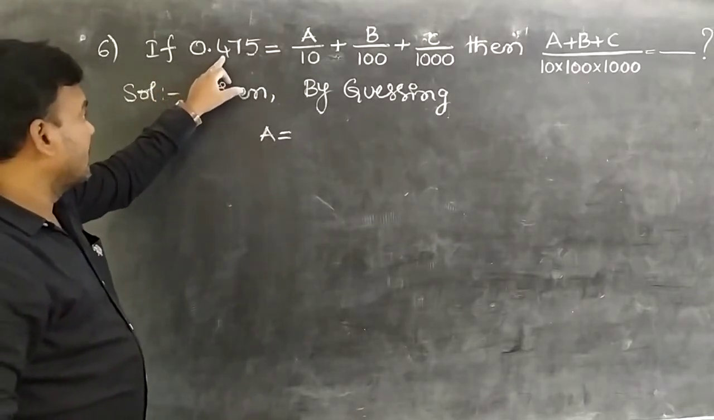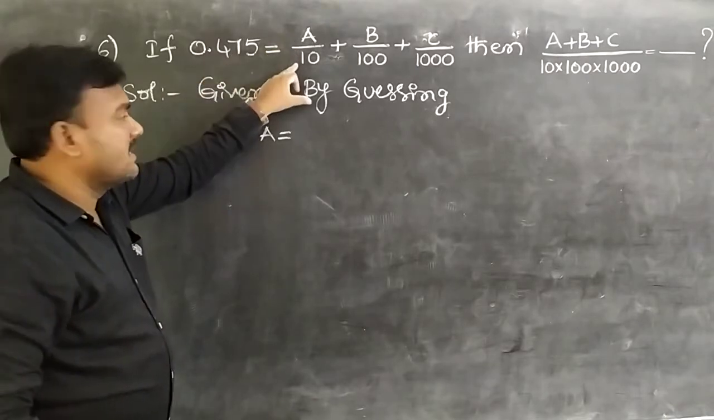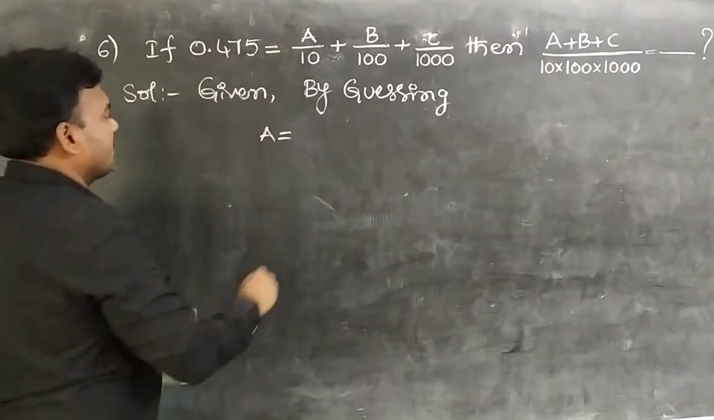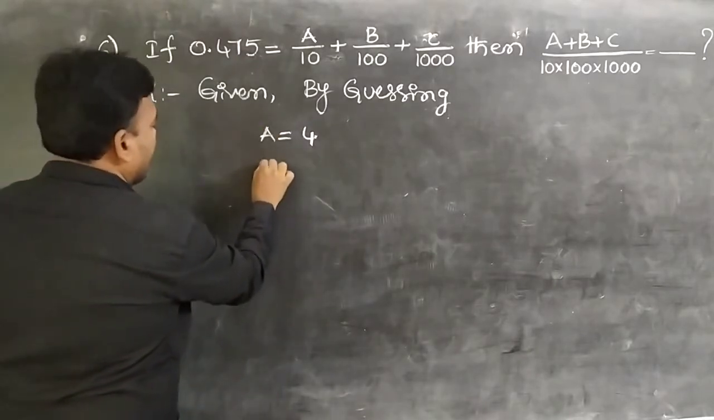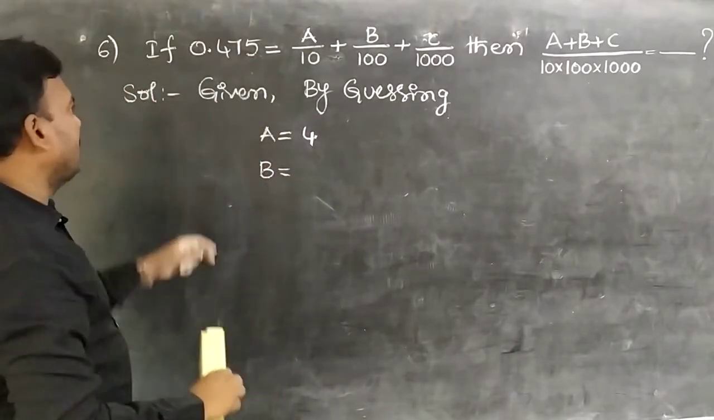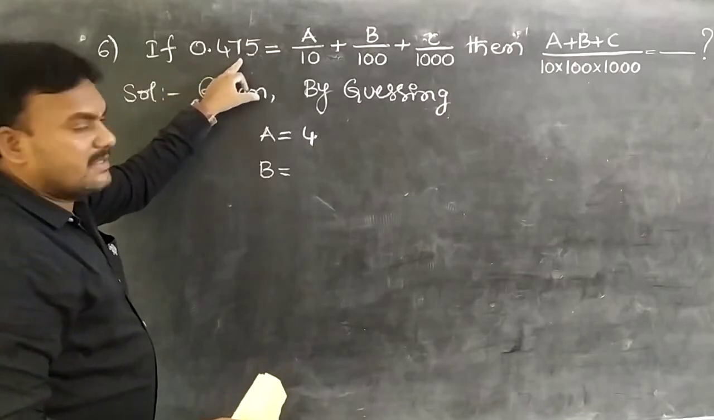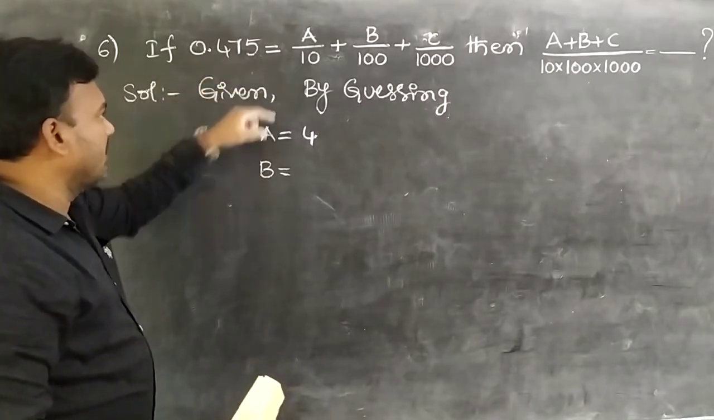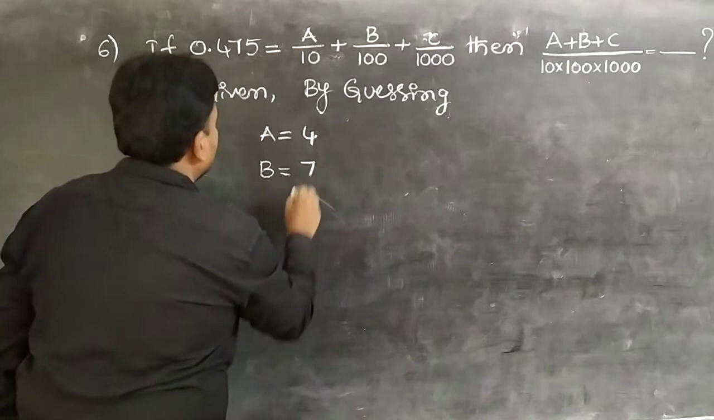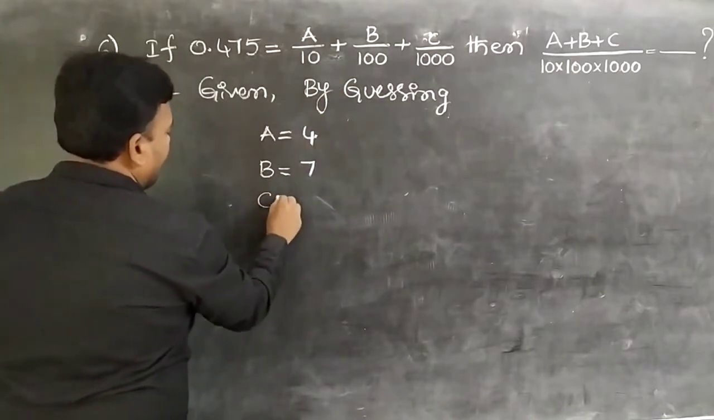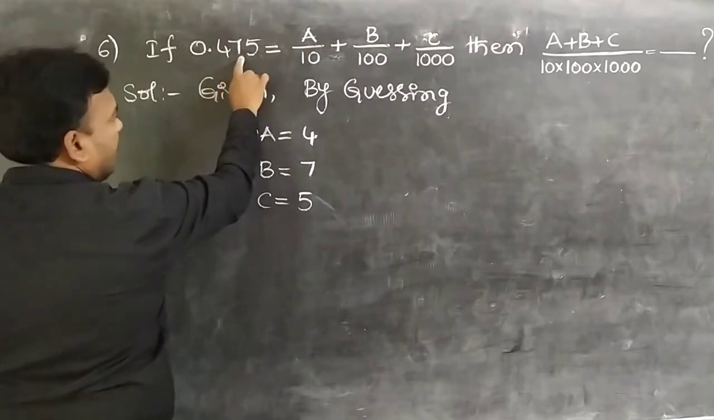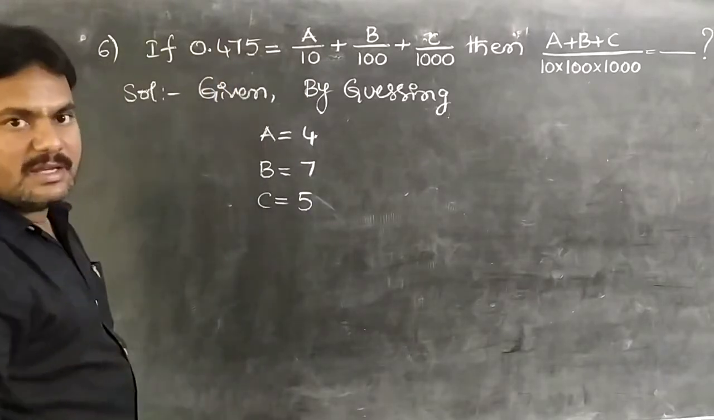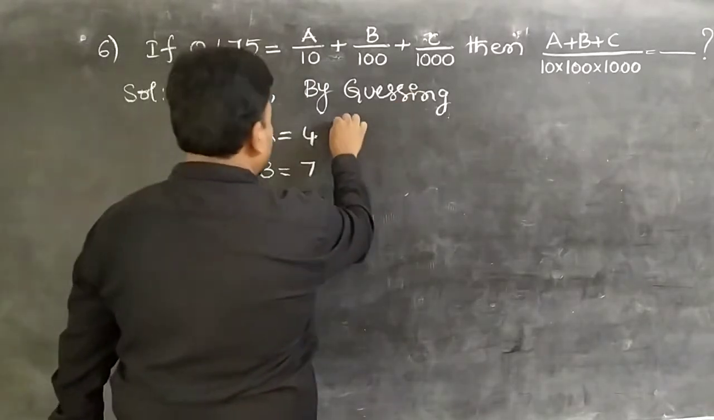0.4 means 4/10, is it or not? So 4/10 means the value of a equals 4. Next, b equals, students. The b value means 0.07, that means the value of b is 7. And also c equals 5. So a equals 4, b equals 7, c equals 5. Right, next one. What was asked?